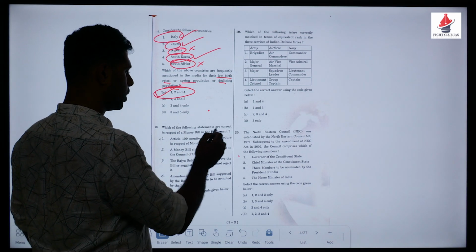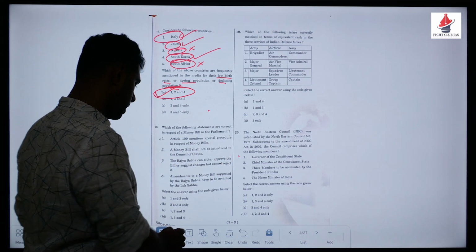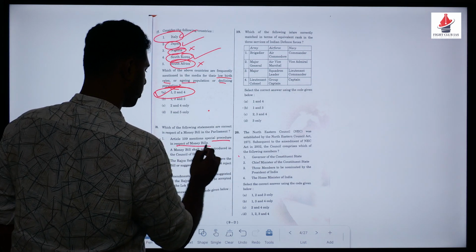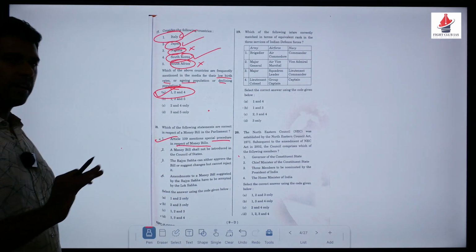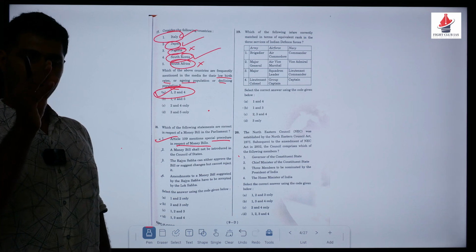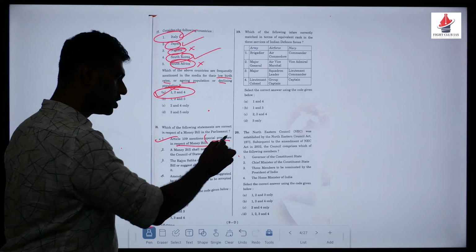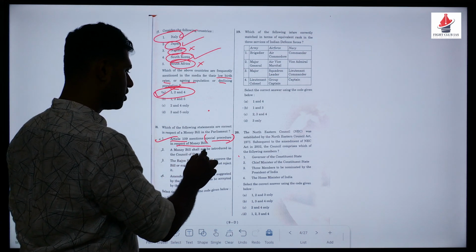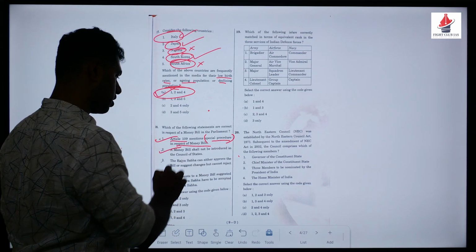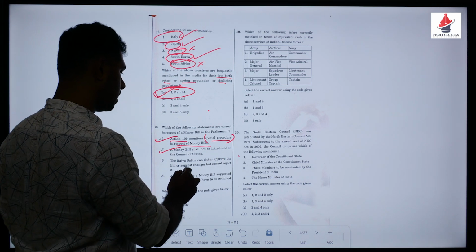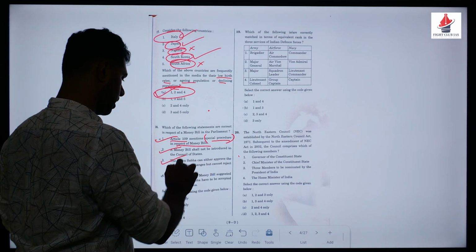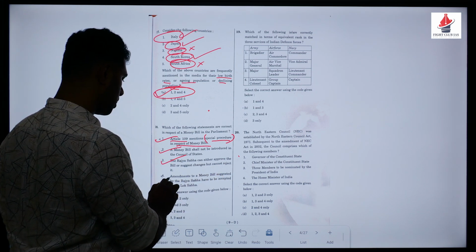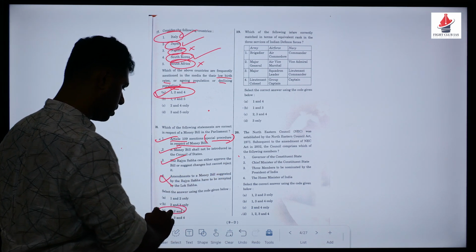Coming to the 18th question, which one of the following statements are correct in respect of a money bill in the Parliament? Now when you see the first one, Article 109 mentions the special procedure in respect of money bills. This is correct. Article 110 deals with money bills exclusively with respect to what is a money bill, but regarding the special procedure of money bills, it is dealt with in Article 109. A money bill shall not be introduced in the Council of States. This is also correct. The Rajya Sabha can either approve the bill or suggest changes but cannot reject it. Correct. And the fourth one, amendments to a money bill suggested by the Rajya Sabha have to be accepted by the Lok Sabha. This is wrong. So the answer is 1, 2 and 3.